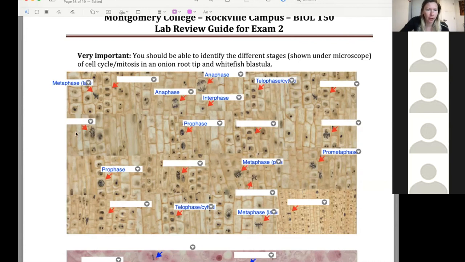What about this one over here? Prometaphase? This one's tricky. I would say it's prometaphase, because it's not quite anaphase. Anaphase looks very organized. So it's still pretty messy, I would say prometaphase.